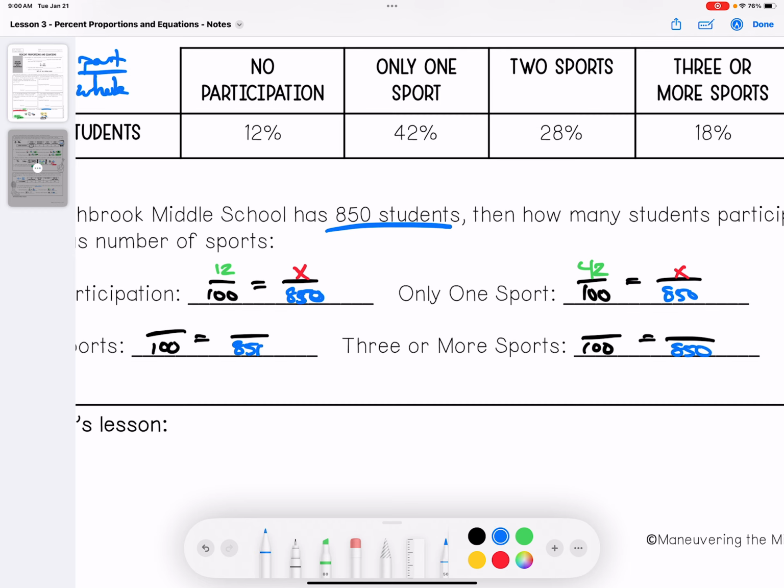The total is always going to be the same, 850, because that's the total amount of students. The percent is going to change based on what they told us up there at the top. So two sports is 28, and three or more is 18. And then we're looking for the parts. All right, so use your method and go ahead and solve those. I'm pausing now.